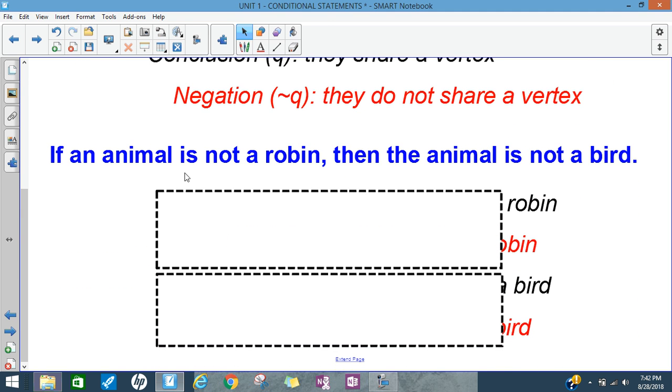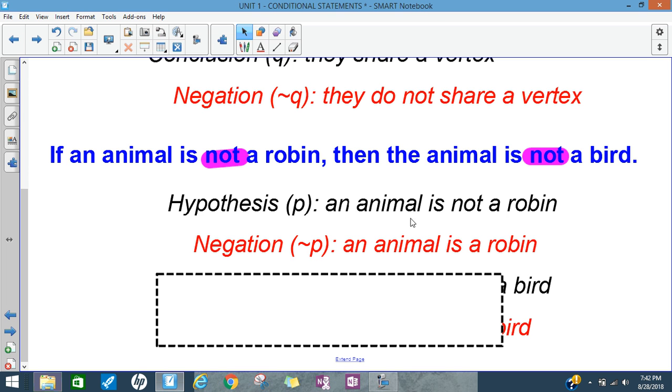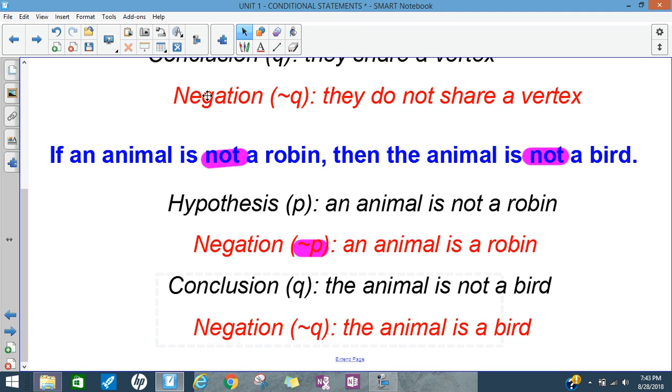So we can do this one similarly. This time you'll notice specifically the word not in the hypothesis and the conclusion. So if we want to negate something that has a not in it already, we don't give it another not. We just take the not out. So the hypothesis was an animal is not a robin. And so when we negate it, we take the not out and it just becomes an animal is a robin. Same idea for the animal is not a bird. If we want to negate the animal is not a bird, not Q, then we just say the animal is a bird. We're changing the meaning of the statement.